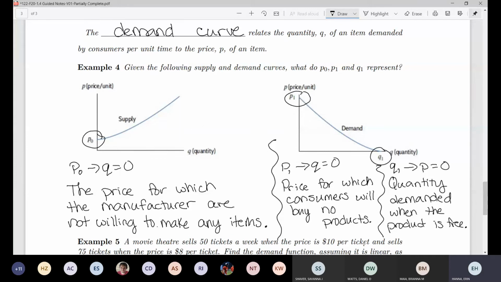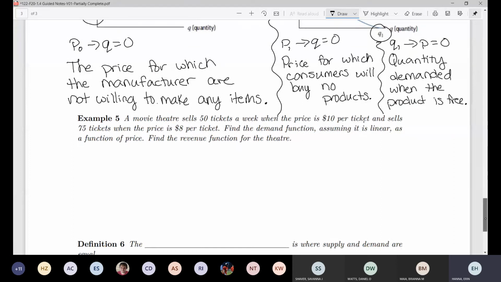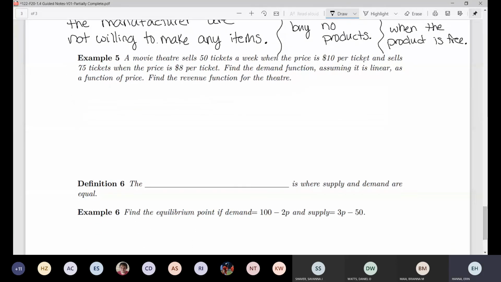Questions, concerns? Keeping an eye on chat. Seems like we're good. Okie dokie. We're not going to get the 1.5, are we? Rest in peace. All right.